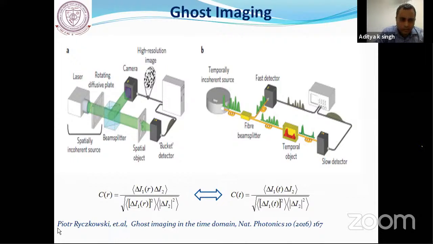If you see here, the numerator in the quantity CR is nothing but the quantity which we got in the HBT approach, so nothing but the correlation of the intensity.